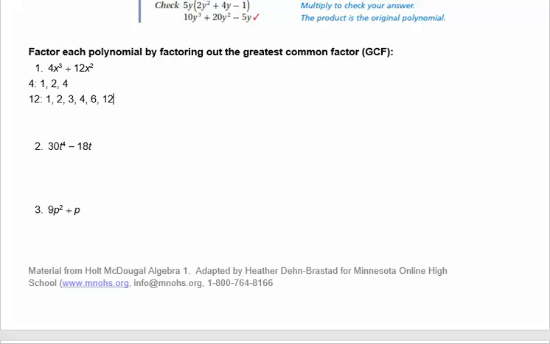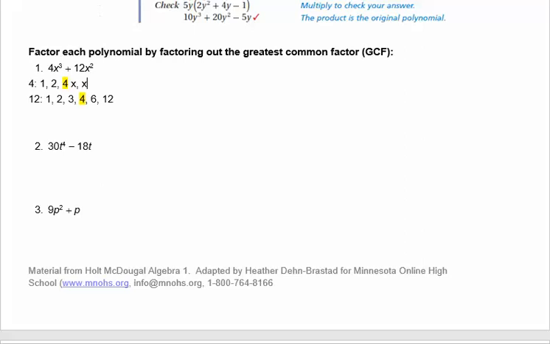We need to find the greatest common factor. What's the greatest number that appears in both lists? And it is 4, because there's nothing bigger than 4 in the first list, of course. Now we need to find the greatest common factor of the variable part. I'm just going to write it after the 4. So the number part, the greatest common factor, is 4. We're done with that part.